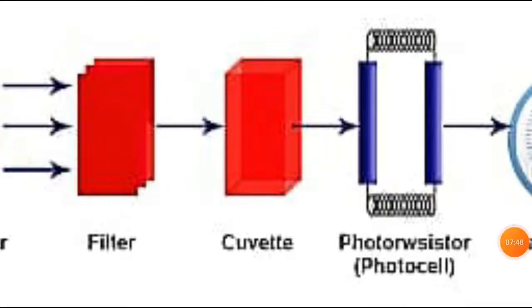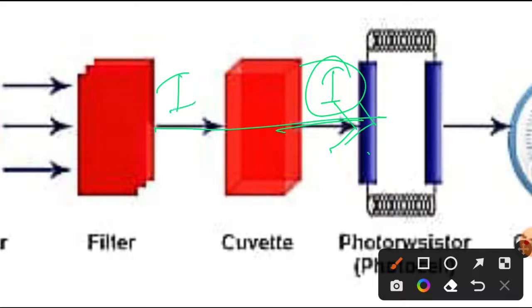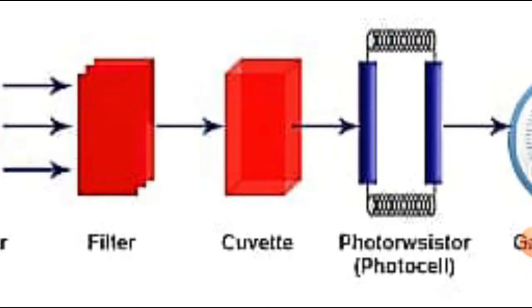So now after that, the light which is passed through the cuvette will be considered as transmitted light. Obviously it is transmitted through the specimen, right? So I hope you can understand what is the difference between I0 and I. Now you tell me, which will be higher value, I0 or I? So obviously I0 will be a higher value, right? You have to understand this.